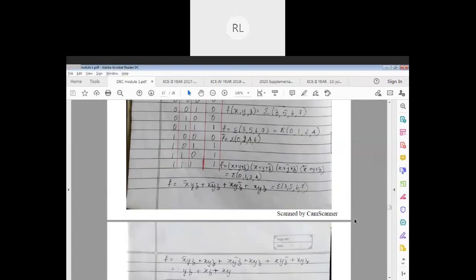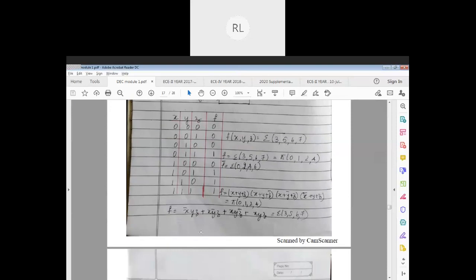Sir, can you explain 3, 5, 6, 7? Okay, so how is this 3, 5, 6, 7?